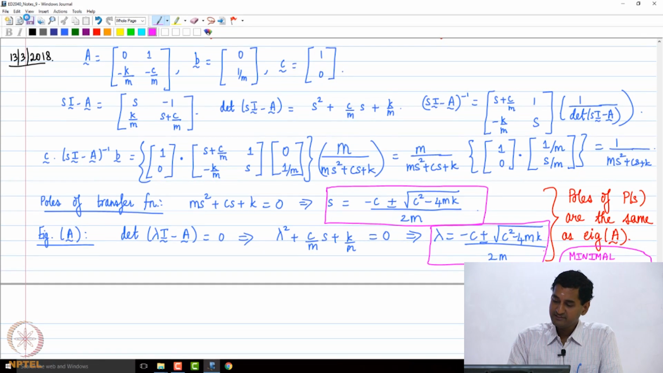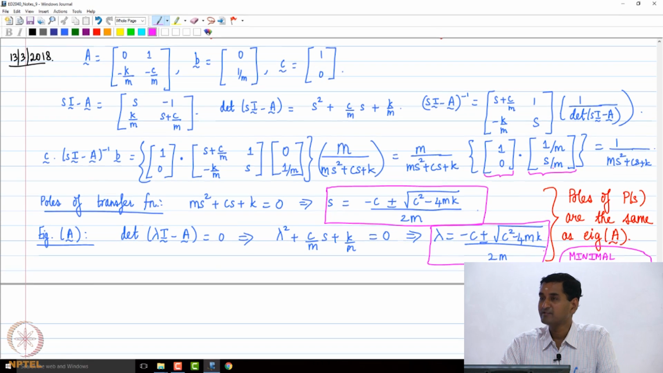Okay. So first thing is that you have sI minus A inverse to be a 2 by 2 matrix. First multiplied by the vector B, which is a column vector 0 and 1 by m. If you multiply that, you get this 1 by m and s by m, right? And then you have C, which is 1 0. You take the dot product with that, and you will get 1 by m. See, what is the dot product of 1 0 and 1 by m, s by m? You will get 1 by m. There is an m in the numerator, m and m get cancelled, right? You get 1 by m times s squared plus cs plus k.